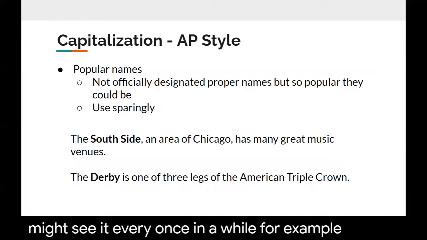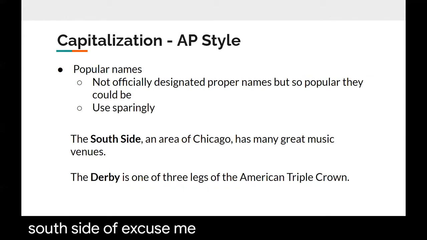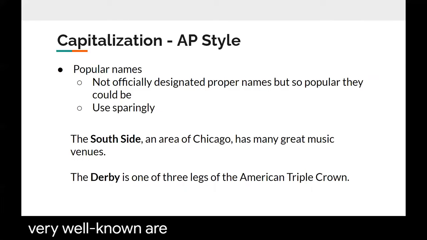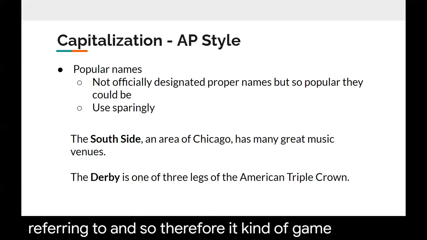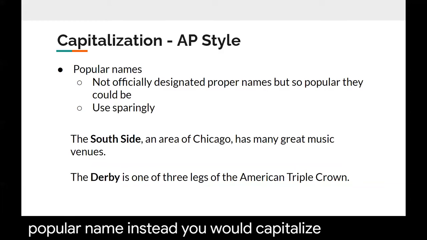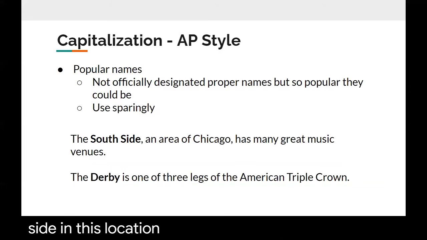For example, the south side of Chicago, that's a tongue twister. The south side of Chicago is a very well-known area. And so when you say the south side, people automatically know where you're referring to. And so therefore it kind of gains the familiarity that a proper name would. So we call this a popular name instead. You would capitalize south and side in this instance.